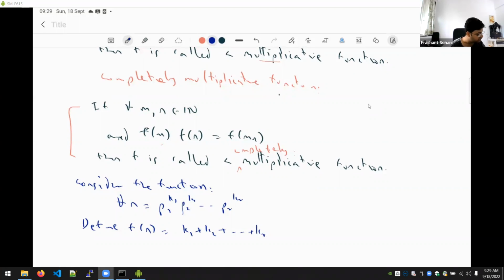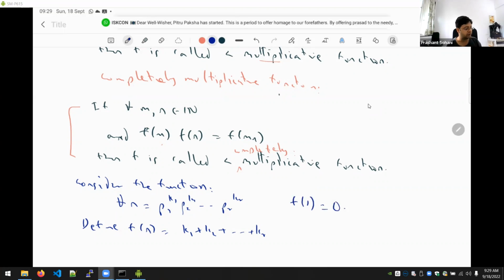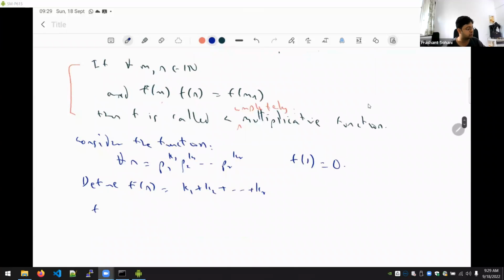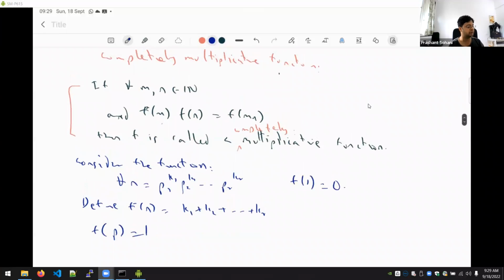I think for 1, we cannot define it this way, so we have to define it differently. Let us say f of 1 is defined to be 0. And for any n greater than 1, we find its prime factorization and we just add up all the exponents. So f of 1 is 0, f of any prime number will be 1, obviously, and so forth. So what can I say about this function? Do you see whether it is multiplicative or completely multiplicative?